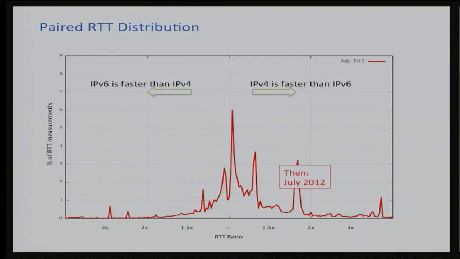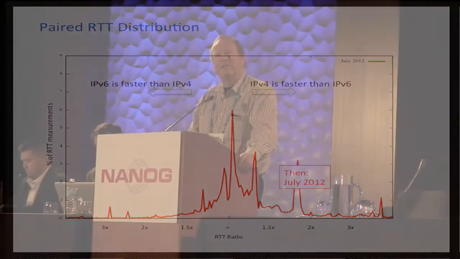That's the RTT distribution in July of 2012. Now the middle line is it's the same. Out there is 2 times, and that says, for example, if it's on the right-hand side, V4 RTT was twice as fast. In other words, half the V6 RTT, and so on. Down the left-hand side, which is slightly more sort of less populated, you'll see that a number of times the V6 RTT is better. And so it even gets as high for a couple of measurements out at 3 times. That's the profile in 2012.